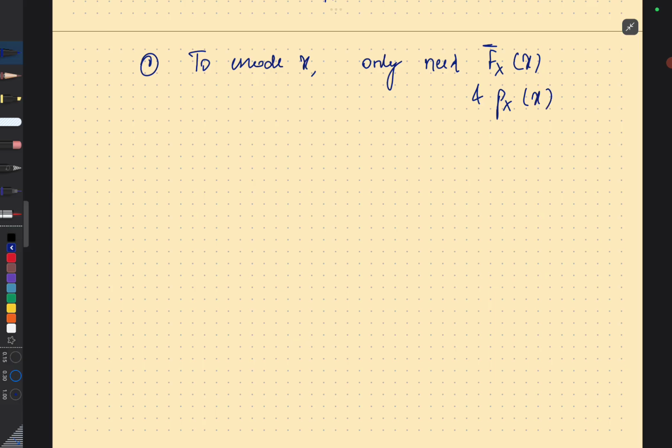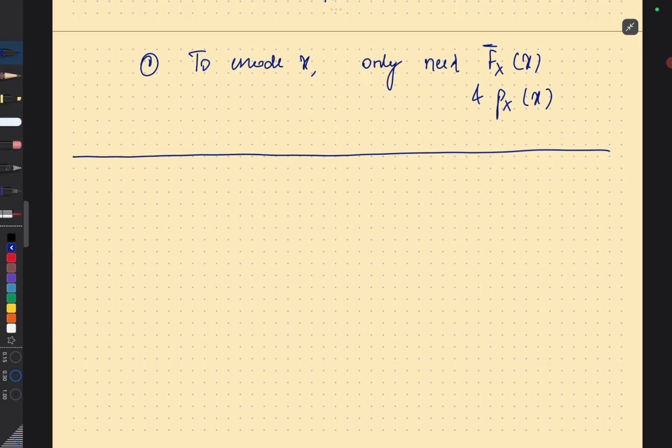Right? And the main advantage of the Shannon-Fano-Elias code was that to encode x, we only need F bar of x and p of x. Alright, so these are the only two things that I need in order to find the encoding of any particular symbol. I don't need to construct the rest of the code book. So let's see how we can generalize this to even larger alphabets, or more precisely to blocks of symbols.